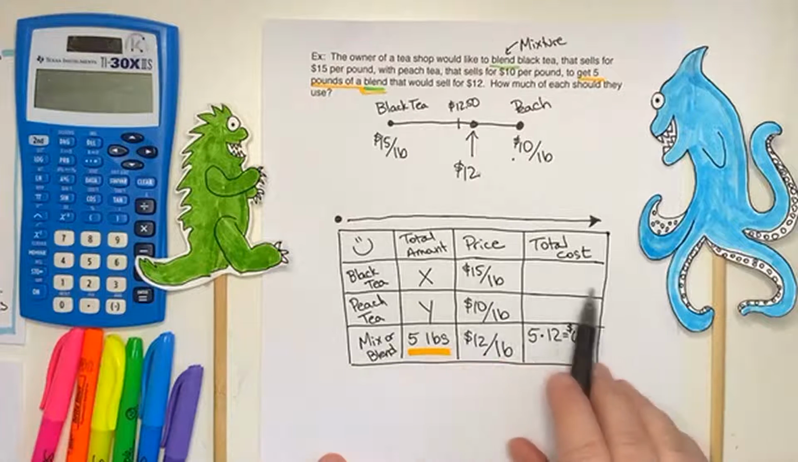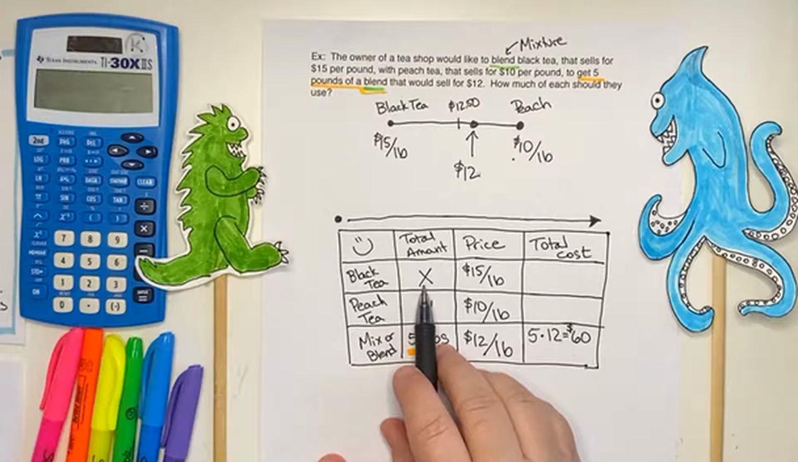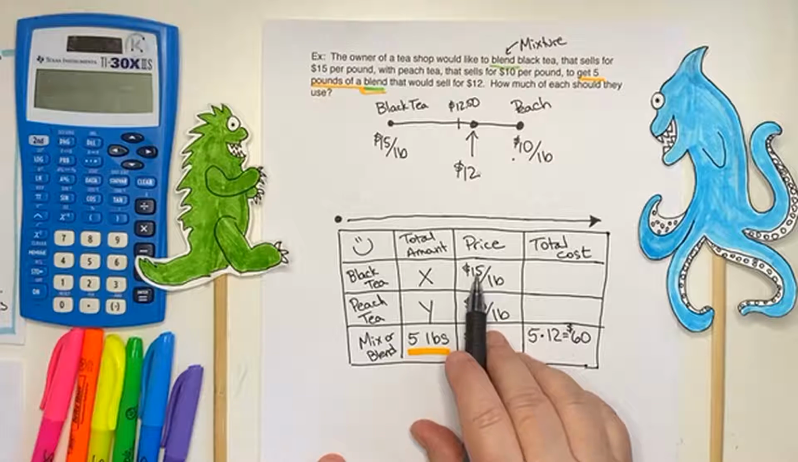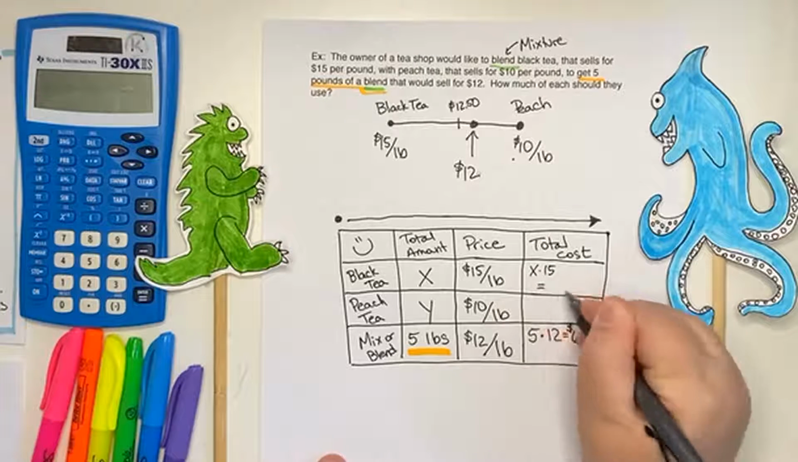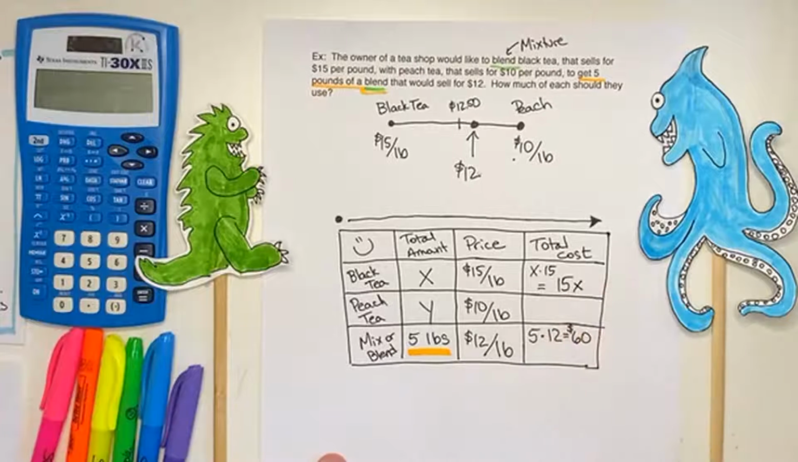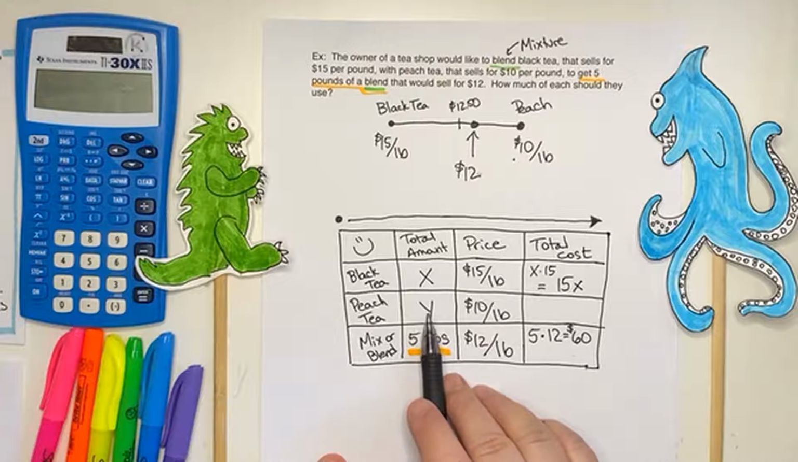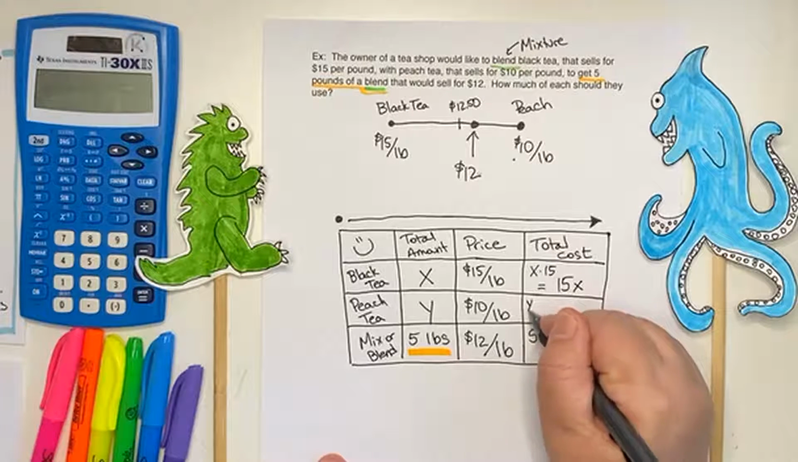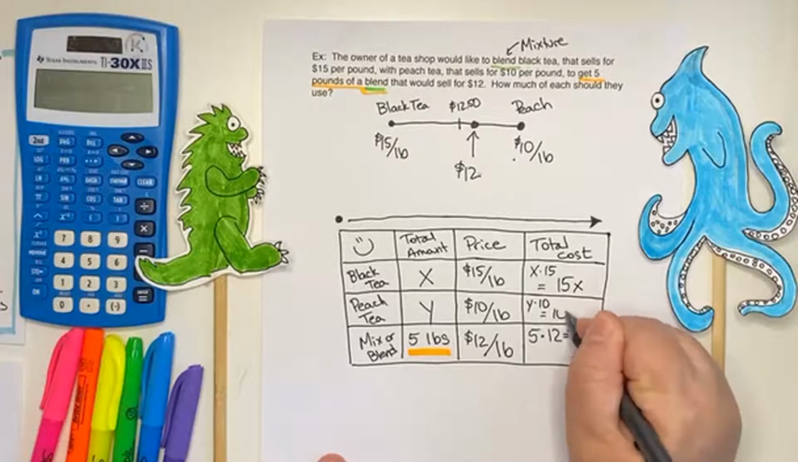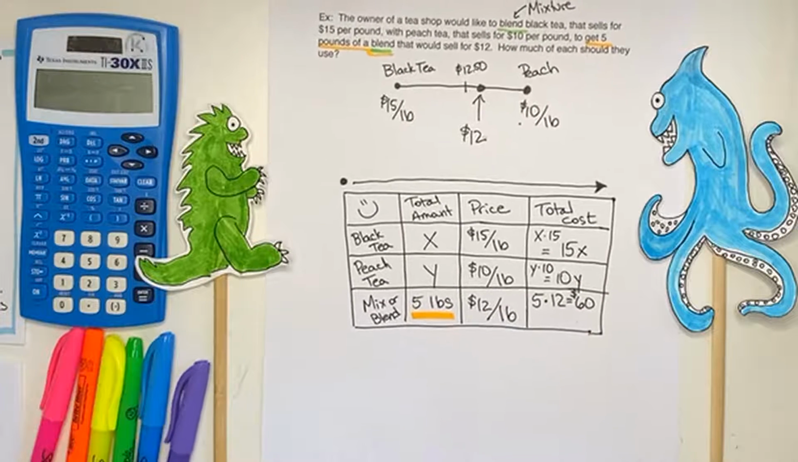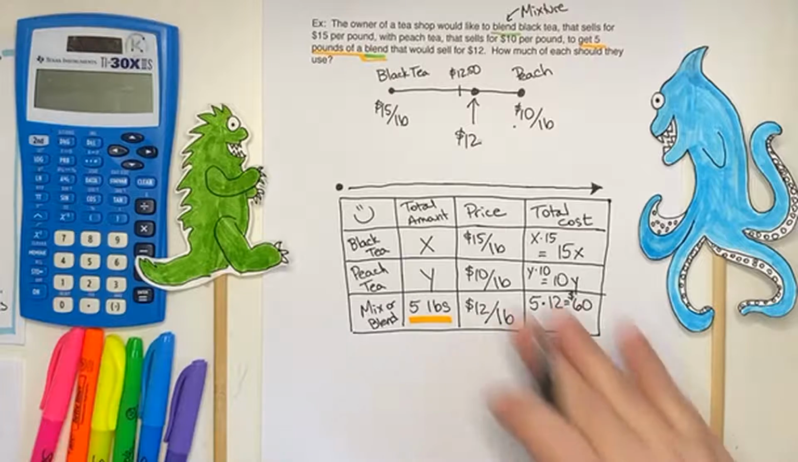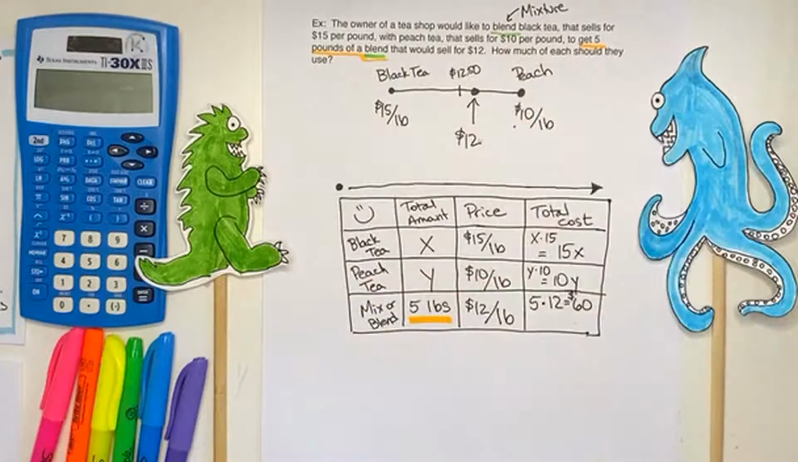So let's go ahead and multiply across. I've got X pounds at $15 per pound. So that's X times 15, or usually we write the coefficient first, so 15X. For this one, I've got Y times 10 is 10Y. Okay, so now let's take a look at this. Make sure all the information in the problem is included in the chart.